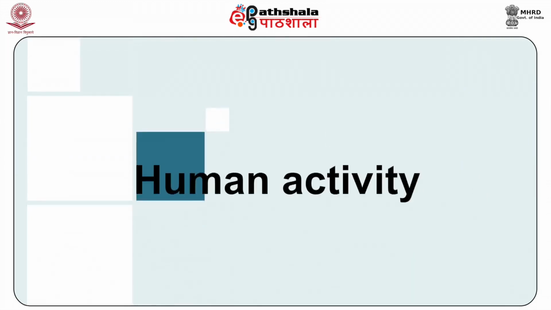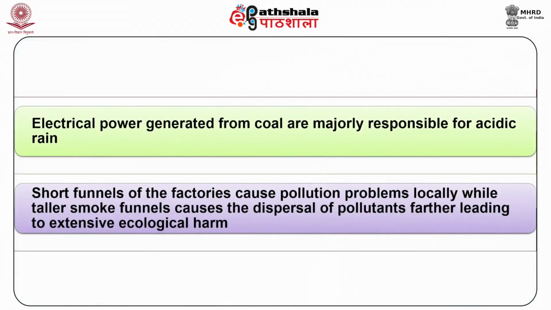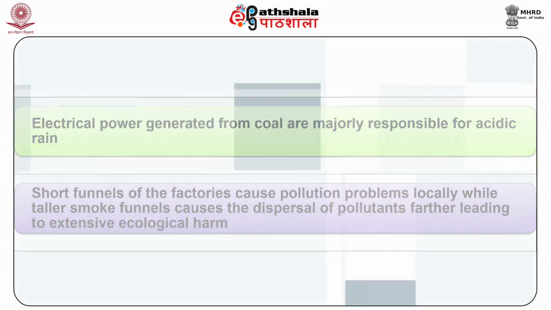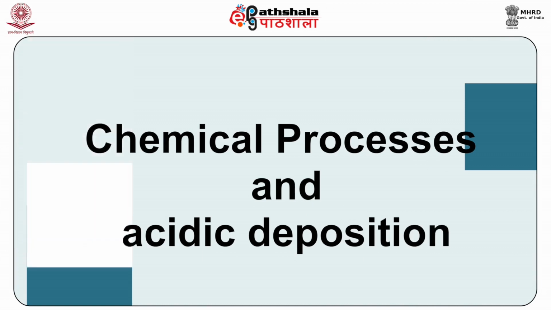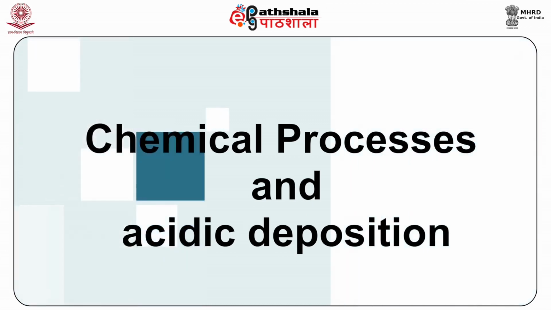Second is human activity. Motor vehicles, factories, and electricity generation that emit nitrogen and sulfur compounds are the principal cause of acid rain. Electrical power generated from coal is majorly responsible for acidic rain. Short funnels of factories cause pollution problems locally, while taller smoke funnels cause the dispersal of pollutants, further leading to extensive ecological harm. Moving on to discuss the chemical processes and acidic deposition.